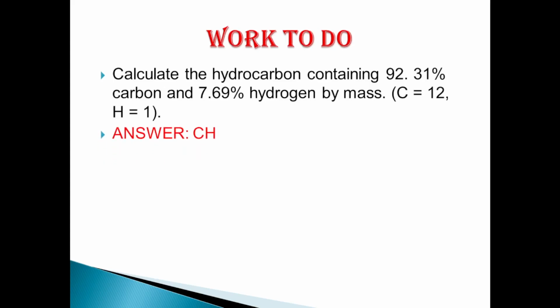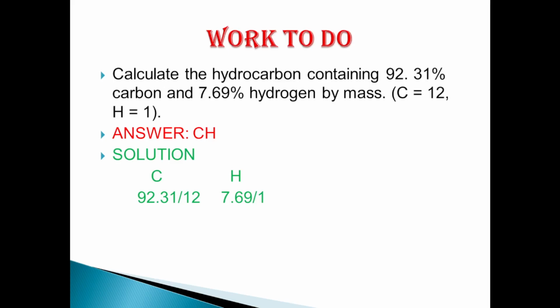Alright, the answer to that question is CH. How do we do it? Let's go through to see whether you got it right. The elements present in the compound are carbon and hydrogen. The percentage of carbon is given to be 92.31. Therefore, you divide by the mass number of carbon, which is 12. The percentage of hydrogen is given to be 7.69, divided by the mass number, which is 1.